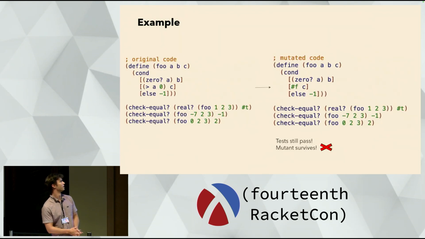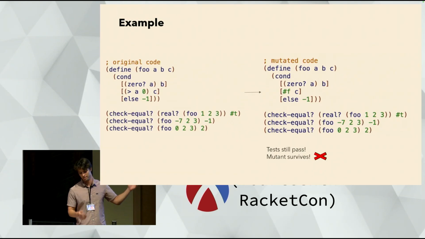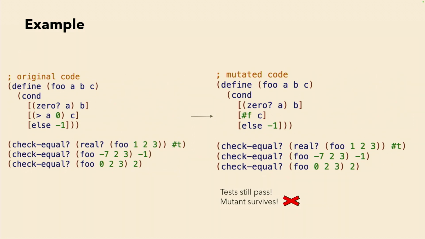So just a quick example of mutation testing in a Racket program. I have this example function on the left. It just takes some numbers and then outputs some numbers, and I have some test cases below it. And you can verify that these test cases do get 100% line coverage on this code. However, when I mutate it by changing the second conditional, basically removing it by inserting a false where the greater than 0 conditional is, all the test cases still pass.